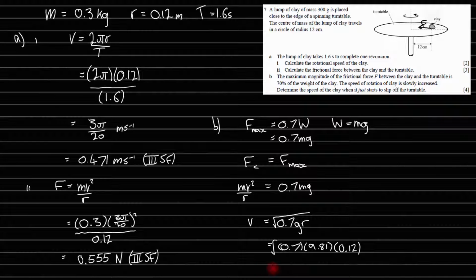And if you did that on a calculator, you'd get a value of 0.908 units of speed, meters per second, and that's quoted to 3 significant figures.